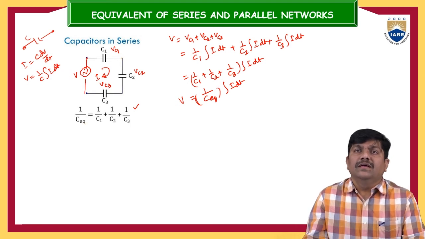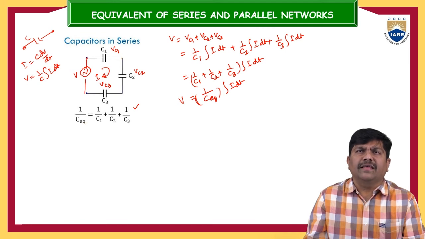See, for the two passive elements we have discussed, the resistance and the inductor, for the series connected resistances it is just the algebraic sum. So R equivalent is equal to R1 plus R2 plus R3 plus R4 plus R5, and so on. Similarly, for the inductors also, L equivalent is equal to L1 plus L2 plus L3 plus L4, and so on. But for the capacitance, that is different. That is 1 by C equivalent is equal to 1 by C1 plus 1 by C2 plus 1 by C3.